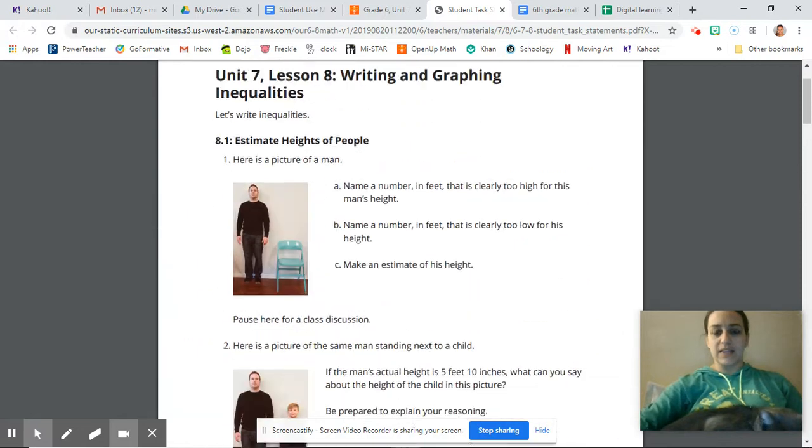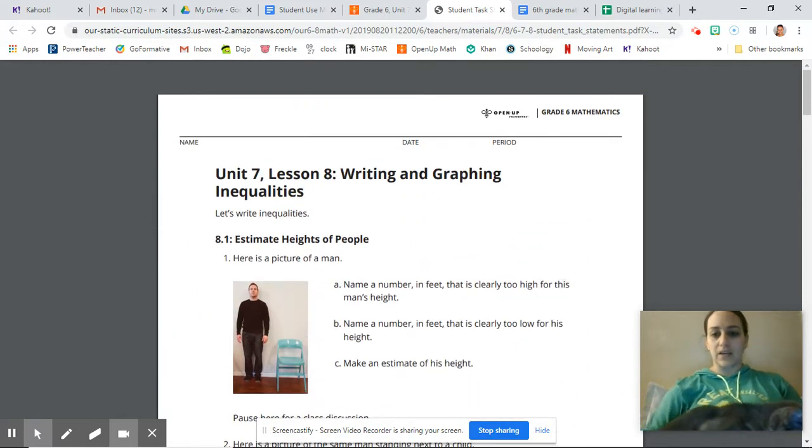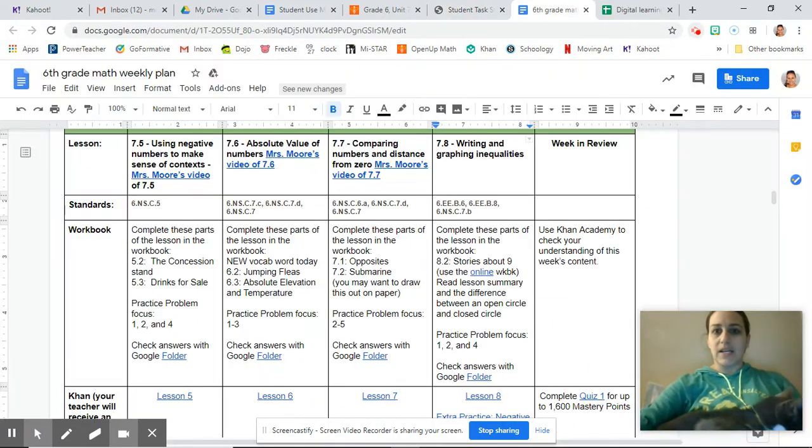And lesson 8, we're going to be writing and graphing inequalities. Now, if you look at our math document, it does say that it would be a good idea to use the online workbook. There's some manipulatives and some online pieces that could come in handy there.